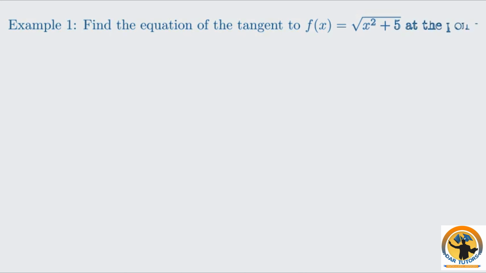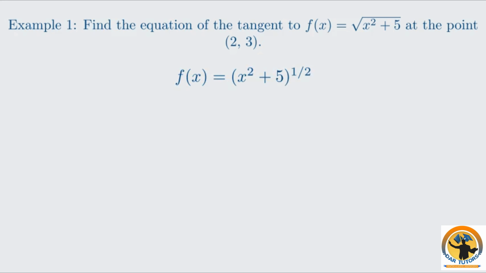Let's work through an example. We need to find the equation of the tangent to the function f of x equals the square root of x squared plus 5 at the point 2, 3. First, we need to find the derivative f prime of x. It's easier to differentiate if we write the function with a fractional exponent. So f of x equals the quantity x squared plus 5, all to the power of 1/2. We'll use the chain rule here.